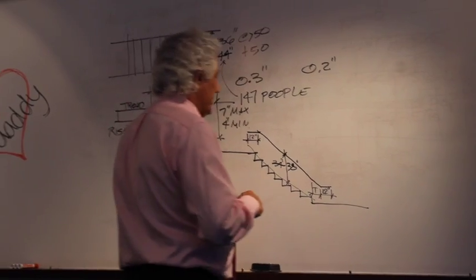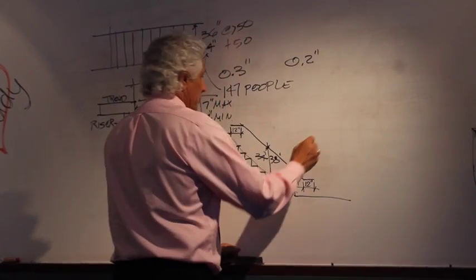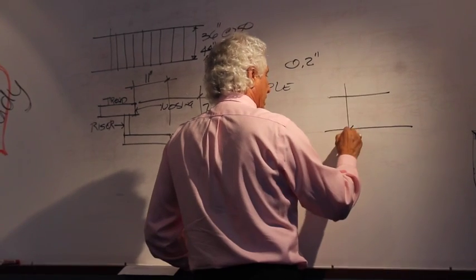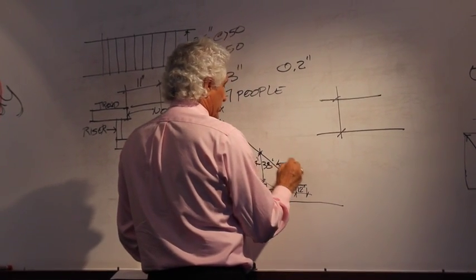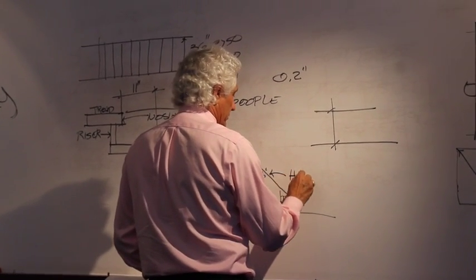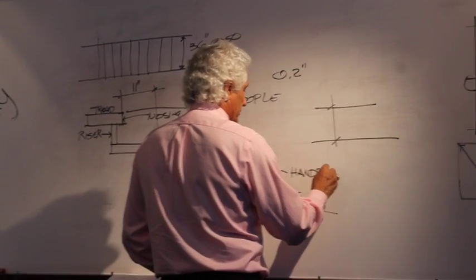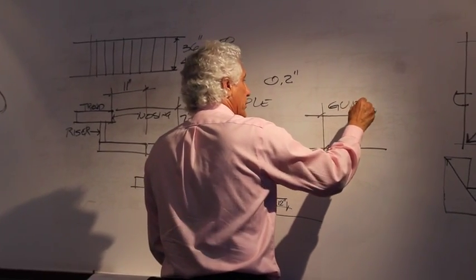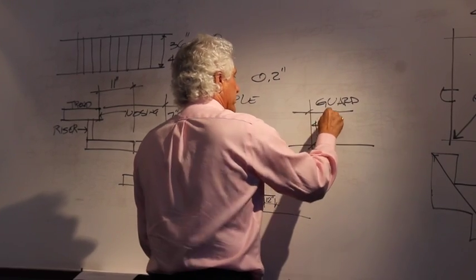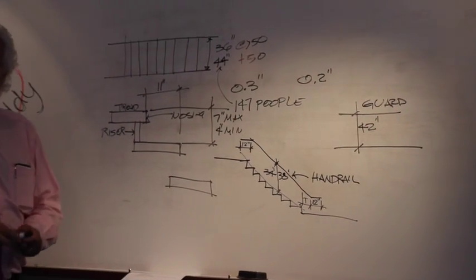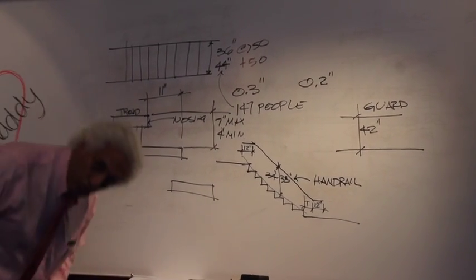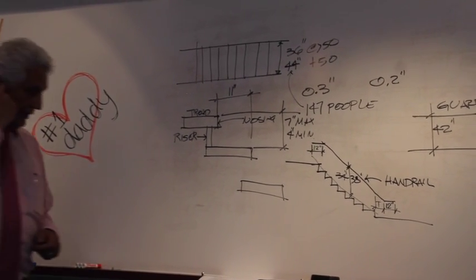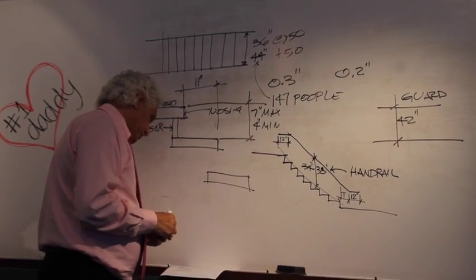Also requires that anytime you have an open-sided floor, or even including the stairs, that you have a guard. And this is a handrail and an open-sided floor. You have a guard, and a guard in this case is 42 inches high. It's above the waistline, so if you happen to bend over, you don't fall down to the floor below. That's the origin of the 42 inches.